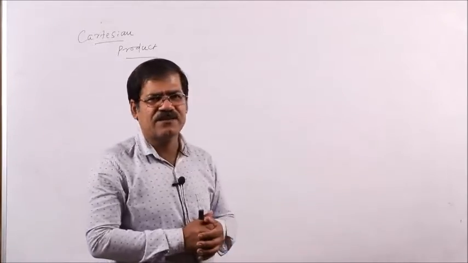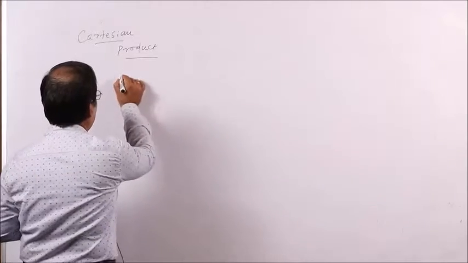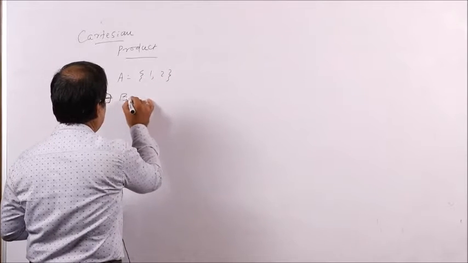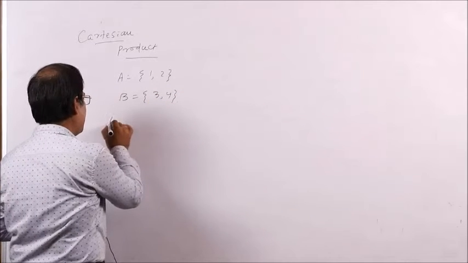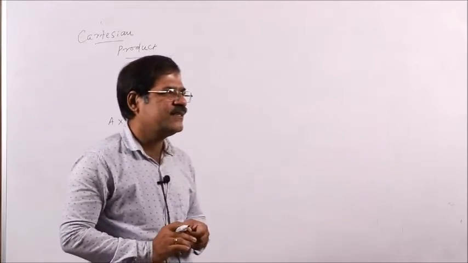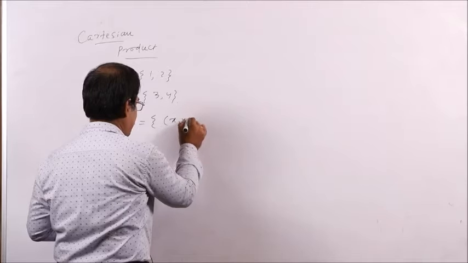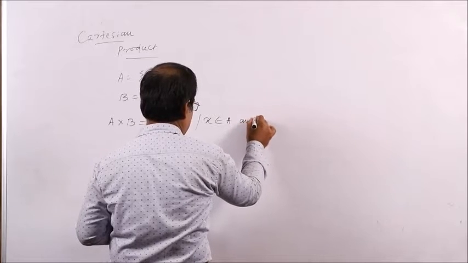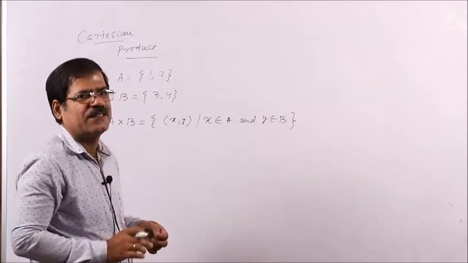Let A be a set and B another set; we find the Cartesian product of the two sets. Let A be a set having the elements 1, 2, and B another set having the elements 3, 4. You have to find A cross B. It will contain ordered pairs (x, y) such that x belongs to set A and y belongs to set B. This is the general definition of Cartesian product from set theory.